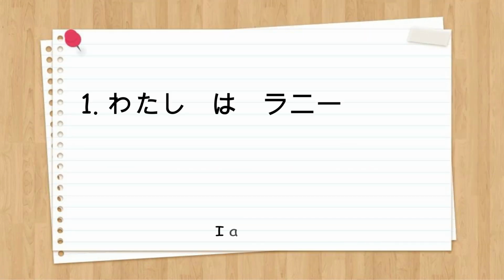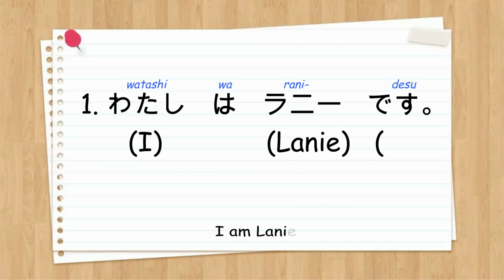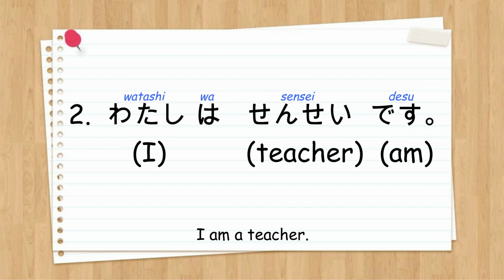For example, watashi wa Rani desu. We can see that wa has no English equivalent. This is because its entire purpose is to show that watashi is the topic of this sentence. There is no English equivalent because, in English, word order alone is enough to determine the subject of a sentence. Another example is watashi wa sensei desu.